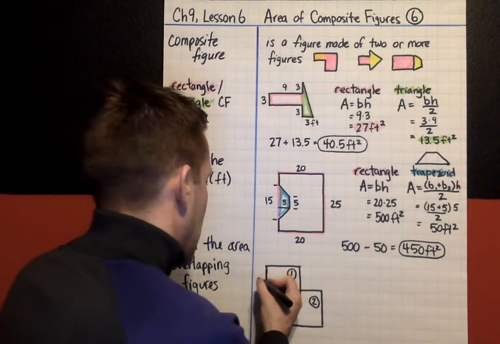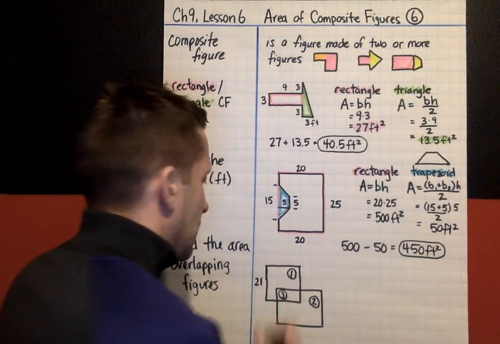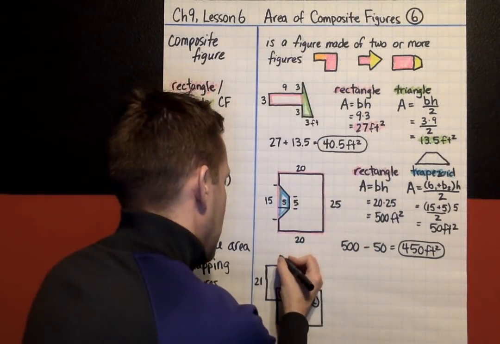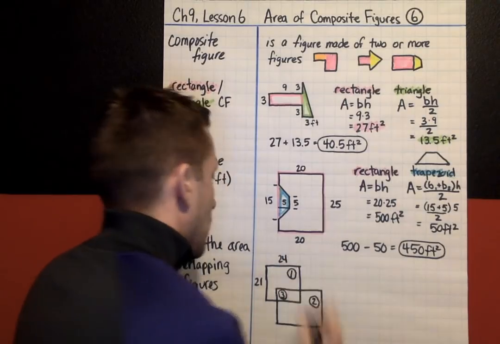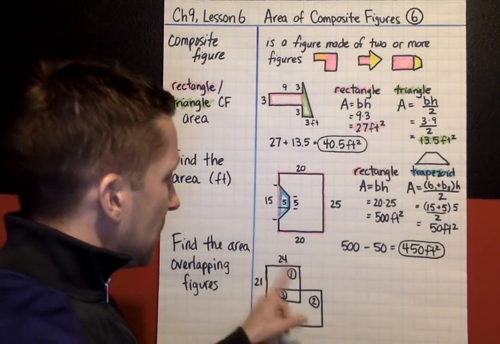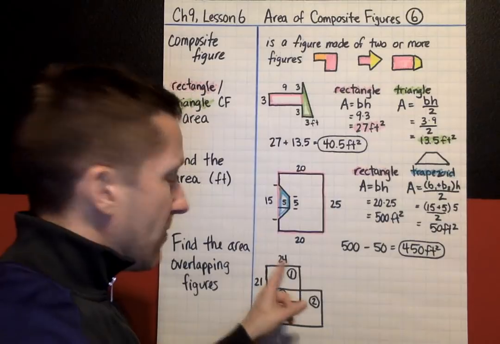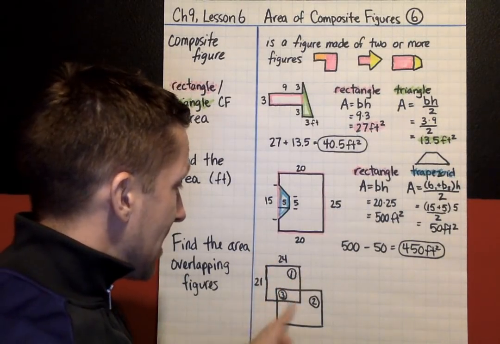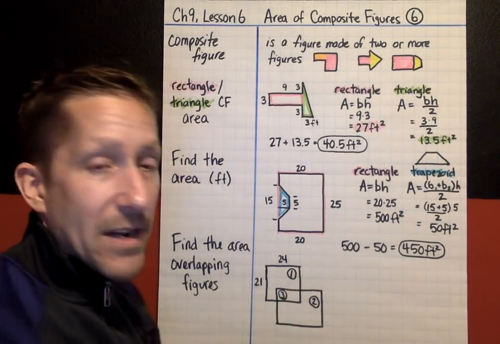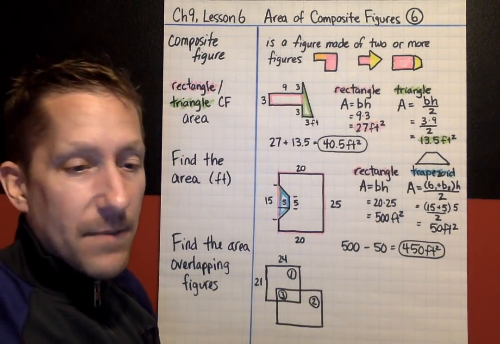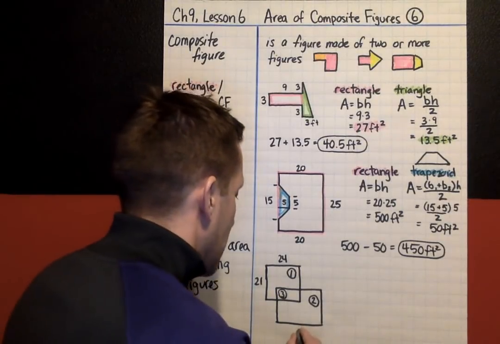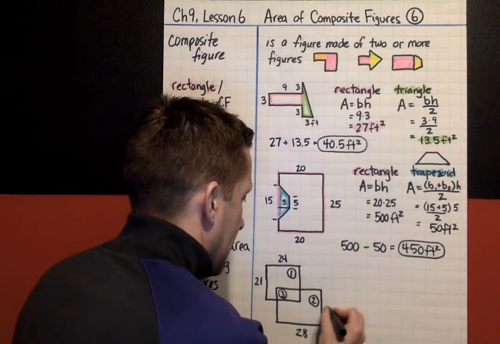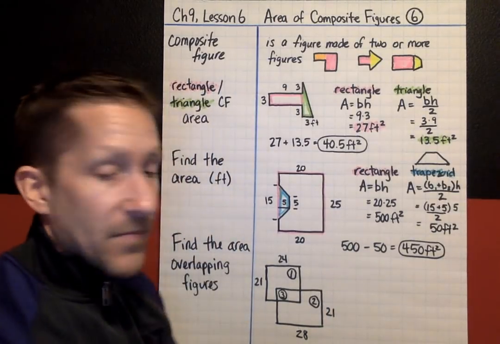So now let's give some numbers to this. I'm going to tell you that this side is 21. This is 24. So even though this looks like a square, remember we go by the numbers, not by what it looks like. So now I know this is actually not a square because it's 21 by 24. Can't go by looks. That's something that we've talked about before. You use the numbers. This is a 28, and this is 21.